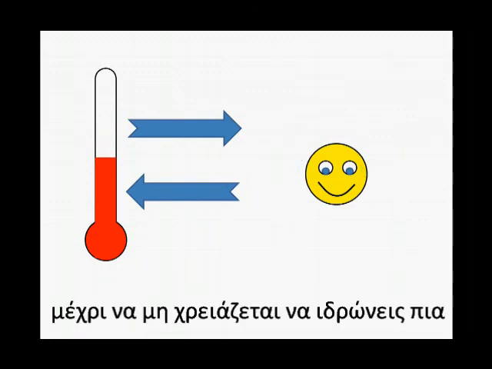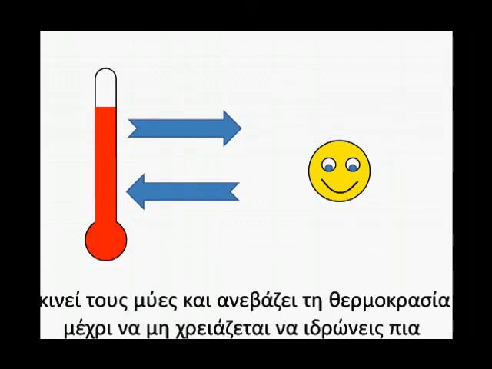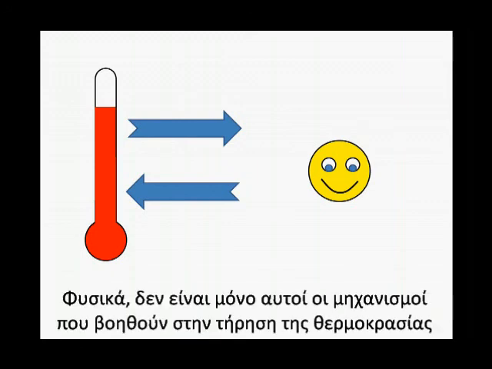If you get too cold, there is another feedback loop to help. Shivering warms you up by exercising your muscles until eventually you don't need to shiver anymore. Of course, these are not the only mechanisms to maintain steady body temperature, but they provide a convenient example of negative feedback in the human body.